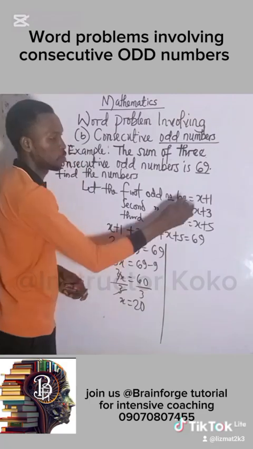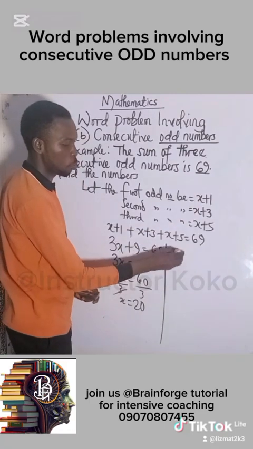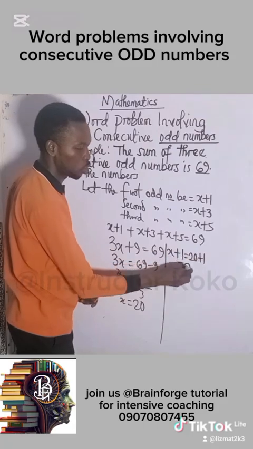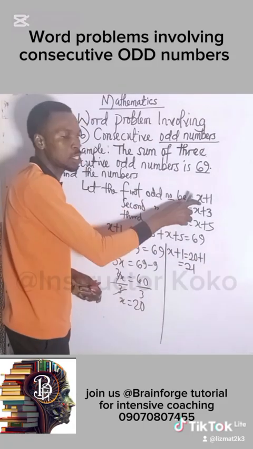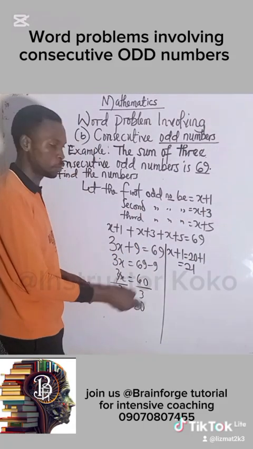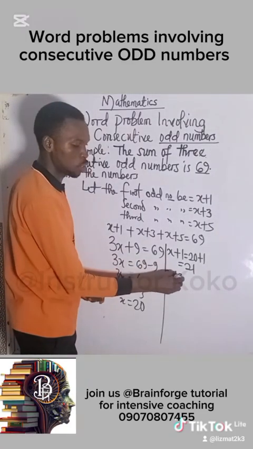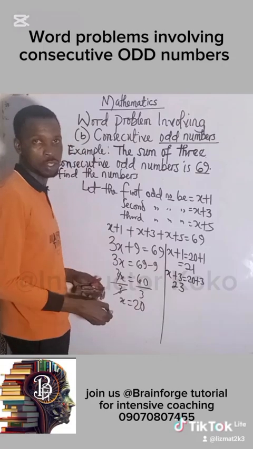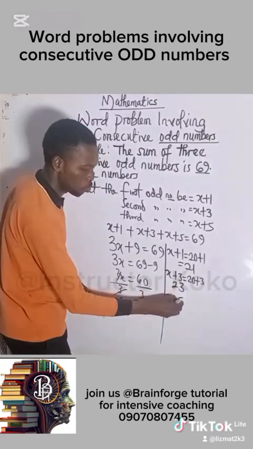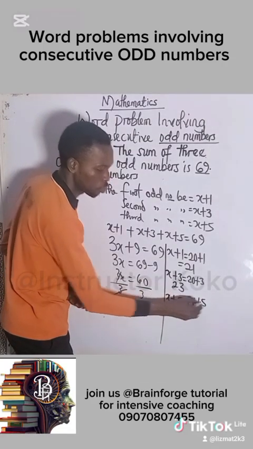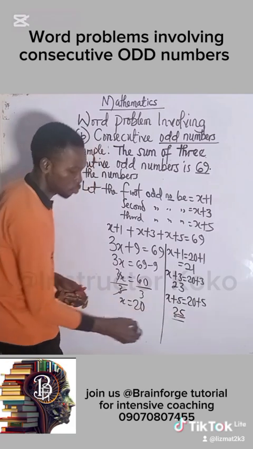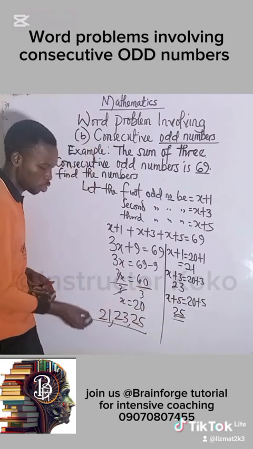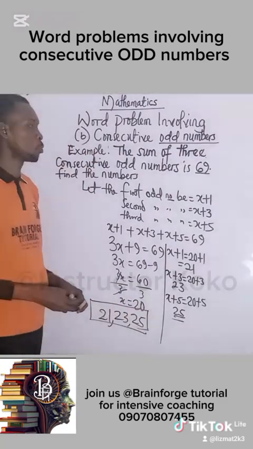So going by our assumption, the first number is x plus 1, and that is what? 20 plus 1, which is equal to what? 21. So the first odd number is now 21, not 20. Then the second number will be x plus 3, and that is 20 plus 3, and that will give us what? 23. And finally, the third number will be x plus 5, that is 20 plus 5, and that will give us what? 25. So the numbers are 21, 23, 25. So if you add these 3 odd numbers together, you will get what? 69.